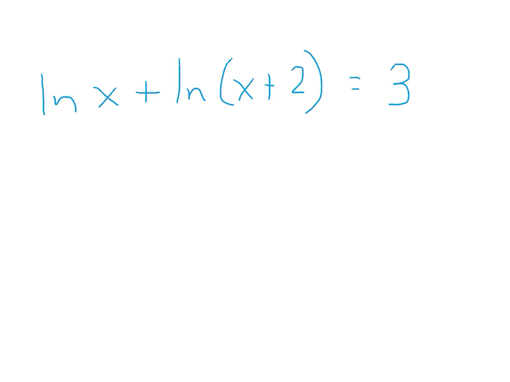Now, on the last problem, I kind of alluded to this one a little bit. There's too many logs in here, so I need to get rid of one log. The first thing that I need to do is condense. How do I condense adding? Yes, I multiply this times this. What is x times x plus 2?